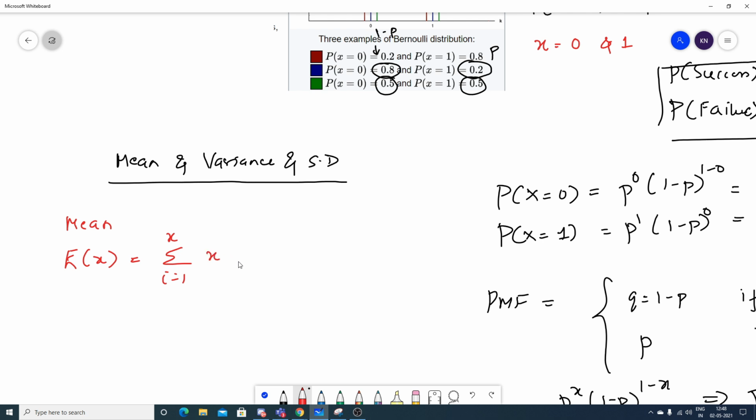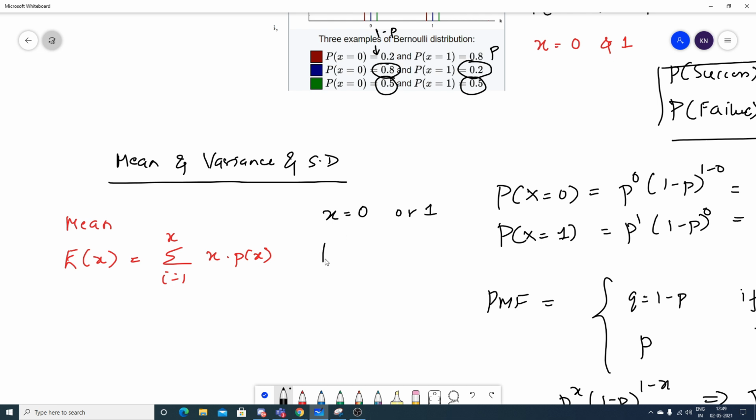And then I can write x multiplied by probability of x. Now this basically means that, just imagine, what are my x possible values? Suppose, just imagine like this, guys, my x value will be either 0 or 1, right? Because there are 2 outcomes.